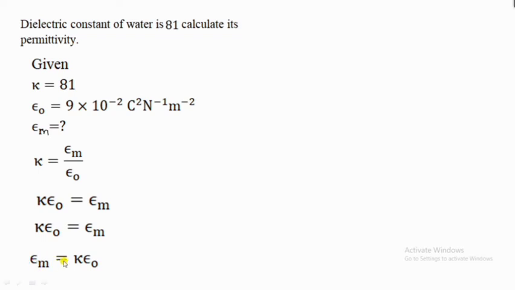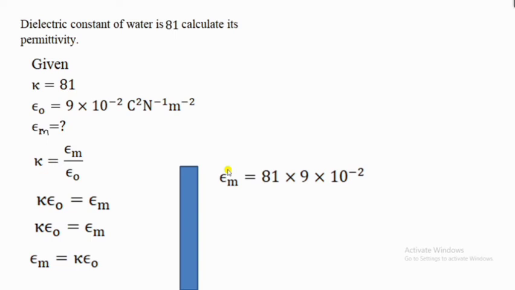Now epsilon m is equal to kappa epsilon naught, then we'll put the values. Now you are left with 7.29 because you'll get 2 zeros from here, so this minus 2 will go away, and the unit for permittivity is coulomb square per Newton per meter square. So this is the final answer.